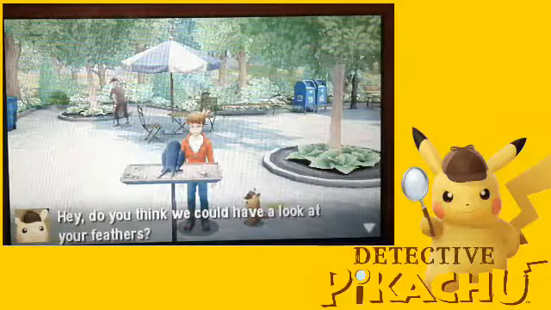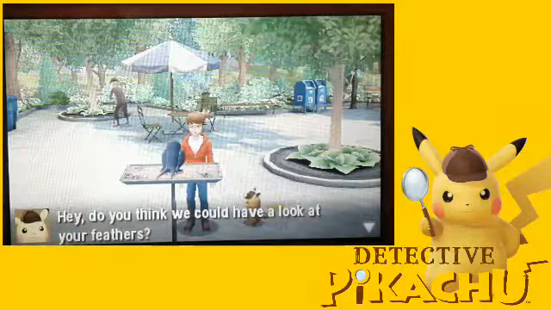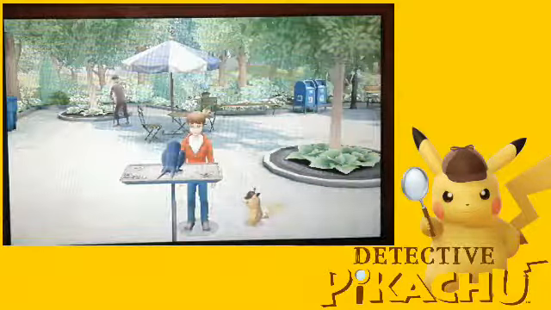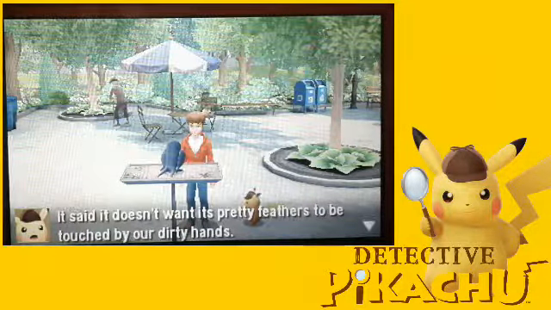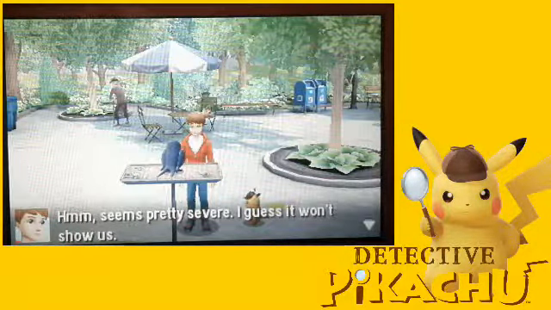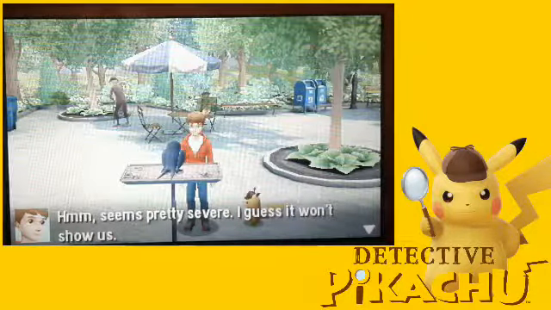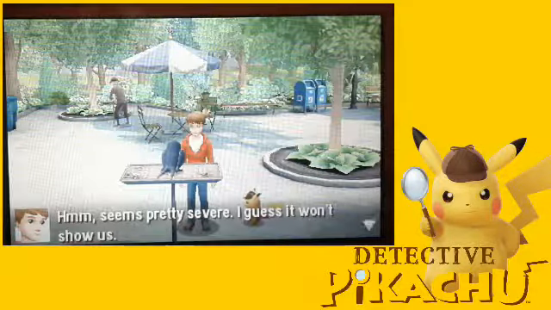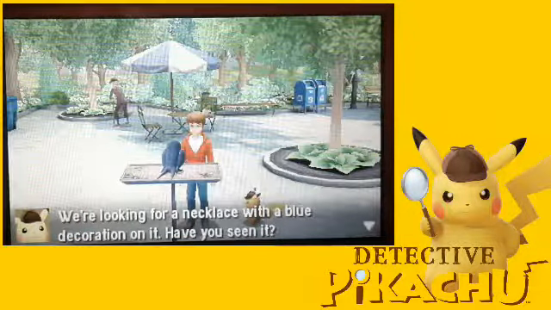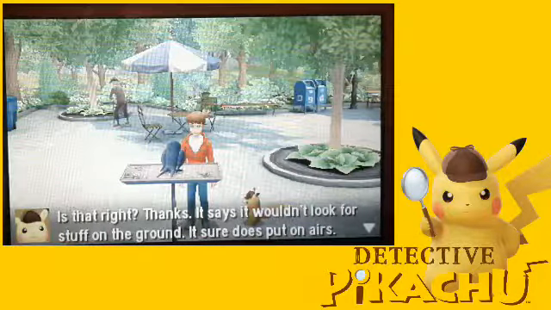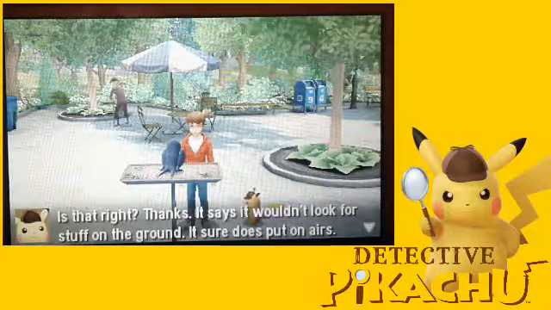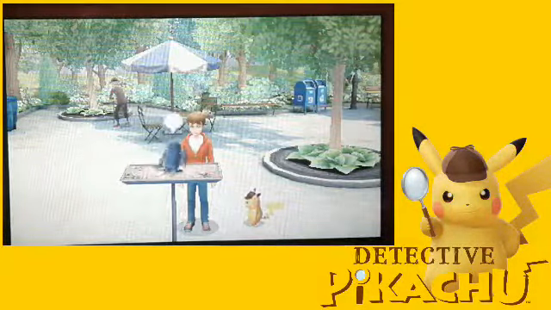Hey, do you think you could let me have a look at one of your feathers? Taylor. What did it say? It says it doesn't want its pretty feathers to be touched by our dirty hands. Seems pretty picky. I guess it wouldn't show us. Maybe it's the culprit. I'm looking for a necklace with a blue decoration on it. Have you seen it? Taylor. Is that right? Thanks. It says it wouldn't look for stuff on the ground. It sure does put on airs.